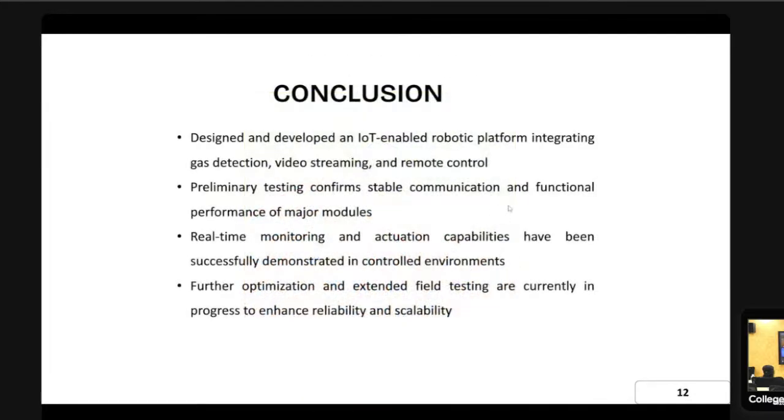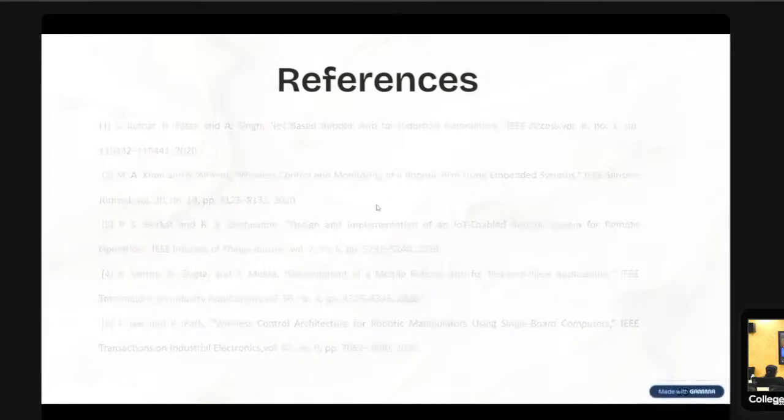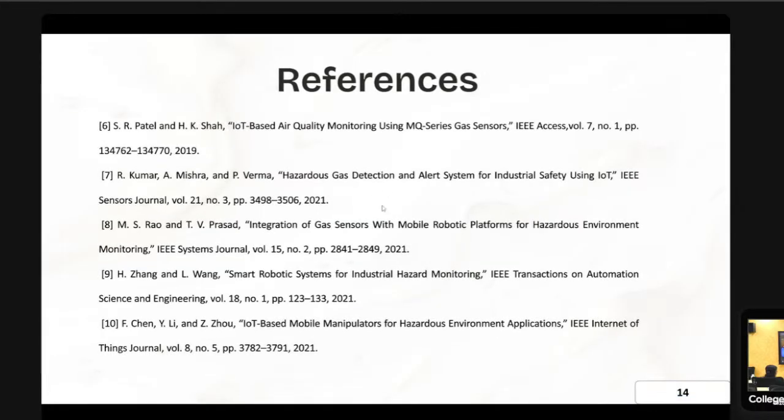As we come to the conclusion, we have designed and developed an IoT-enabled robotic platform integrating gas detection, video streaming, and remote control. Preliminary testing was successful in controlled environments. Further optimization and extended field testing are currently in progress to enhance reliability and scalability. So this is all about it, and thank you.